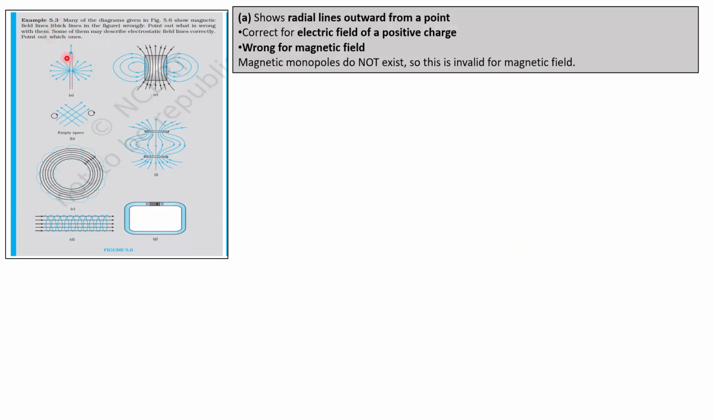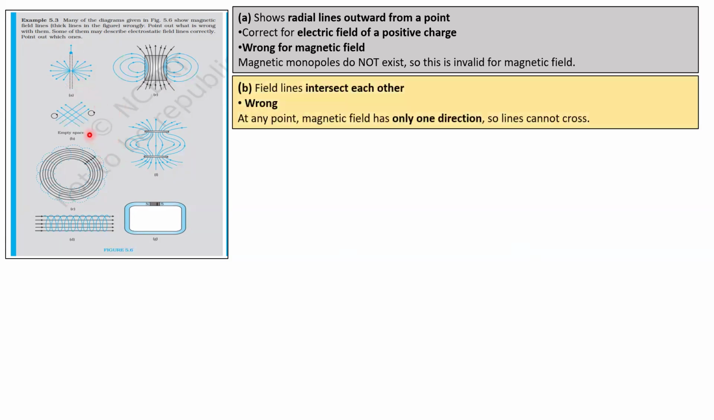First diagram: positive charges are given here. This shows the radial field, a radial field outward from a point. It is correct for electric field lines, but magnetic monopoles do not exist, so it is wrong for magnetic field lines. Now we'll go for the second diagram.